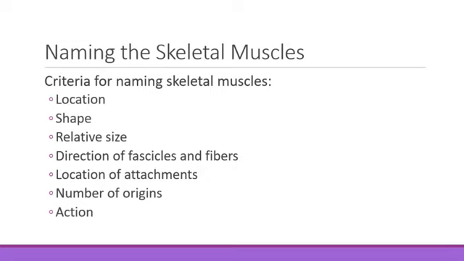And lastly, another way to name skeletal muscles is by its action. So muscles are named for what they do. In the arm again, we talked about flexors, extensors. We've seen adductors and abductors. Examples of this include the muscles that we've seen in the muscles of the anterior and posterior forearm.